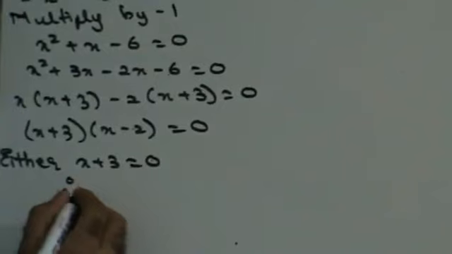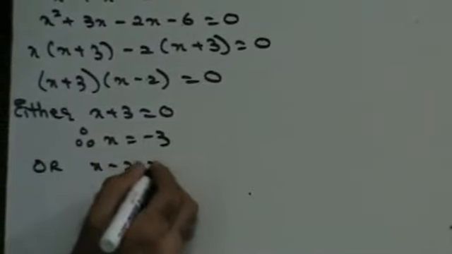Either x plus 3 is 0, therefore x is equal to minus 3, or x minus 2 is 0, therefore x is equal to 2. Right? Next, let's see another sum, guys.